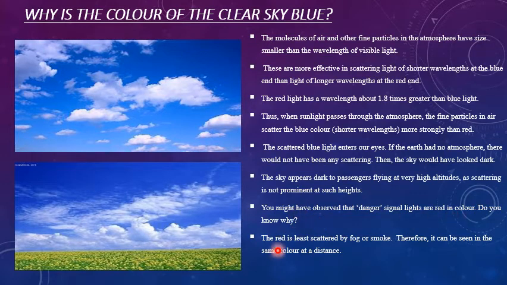Do you know why? Red is least scattered by fog or smoke. It does not get scattered, meaning red color will not get scattered. It has a larger wavelength and can travel longer distances. Therefore, it can be seen in the same color at a distance.